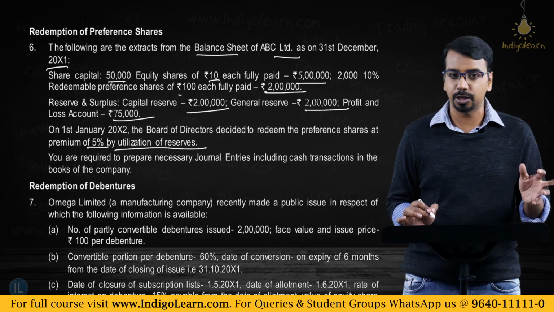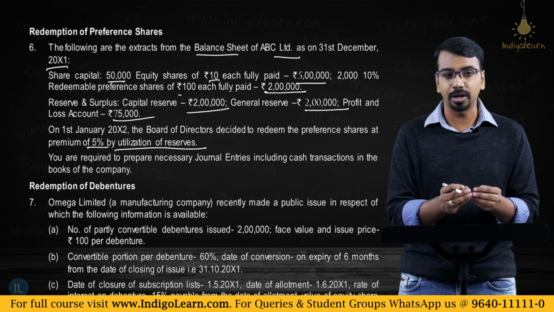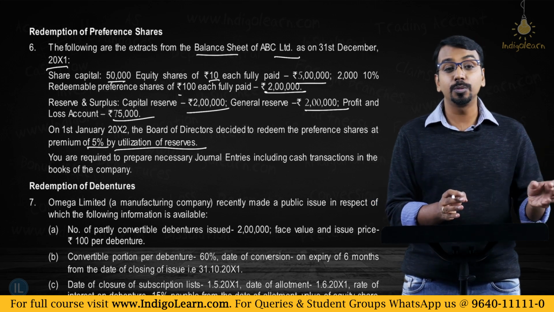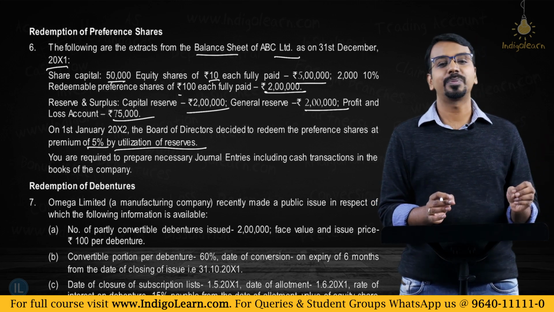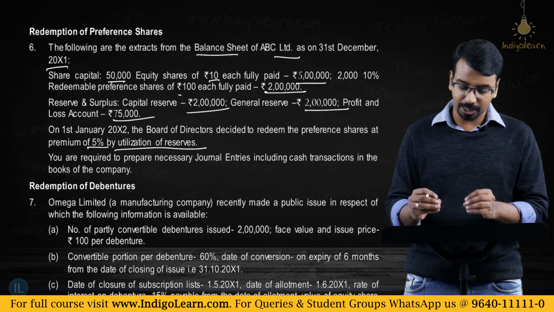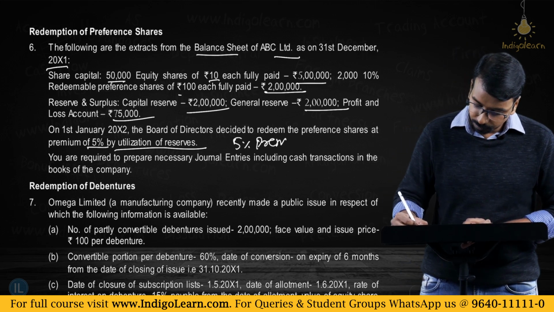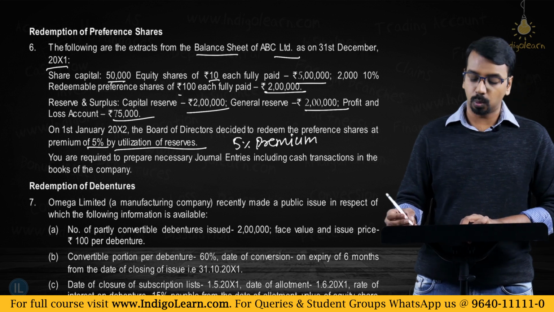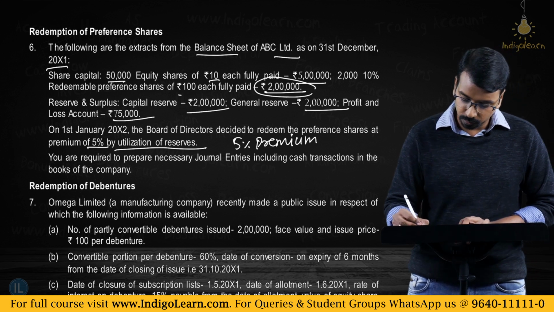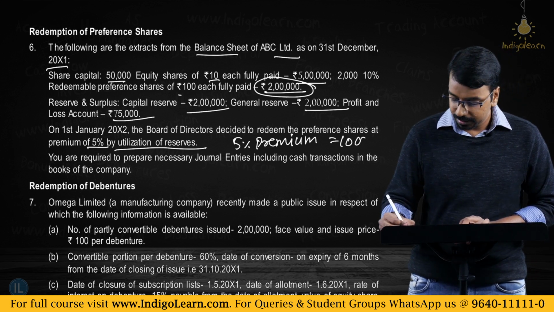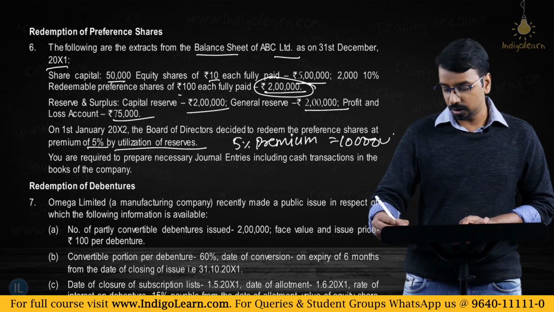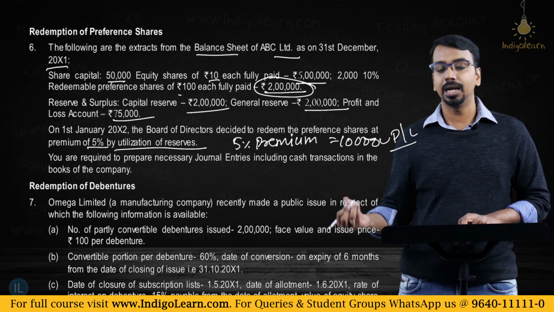If they are not making any fresh issue, you have to transfer an amount from the distributable or free reserves to the capital redemption reserve. Now there are two things here. One, 5% premium. 5% premium on what? On your 2 lakh worth of preference share, which comes to 10,000. This 10,000 will always be debited to the P&L account.